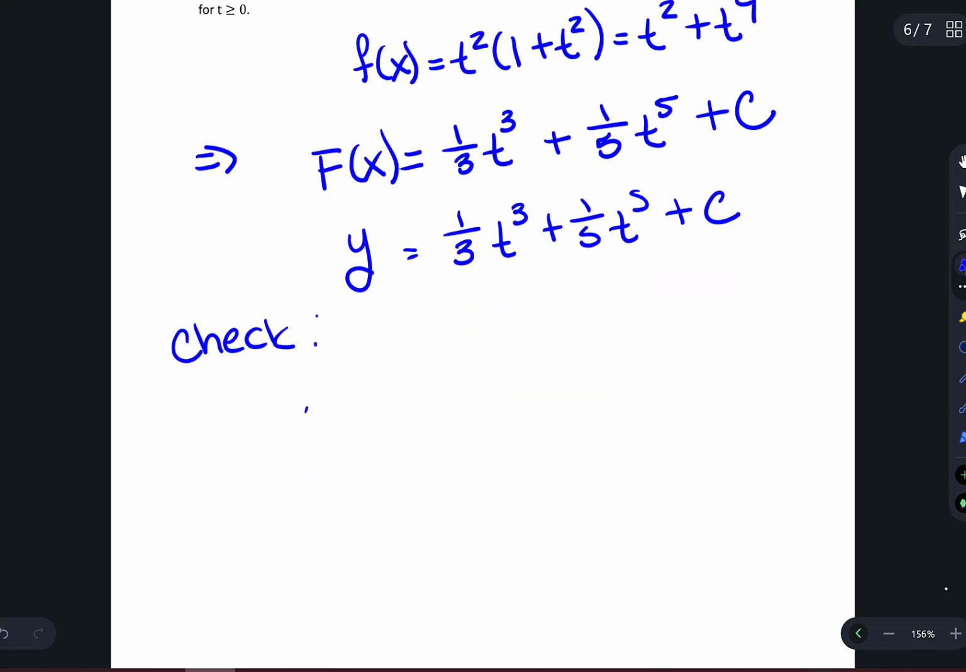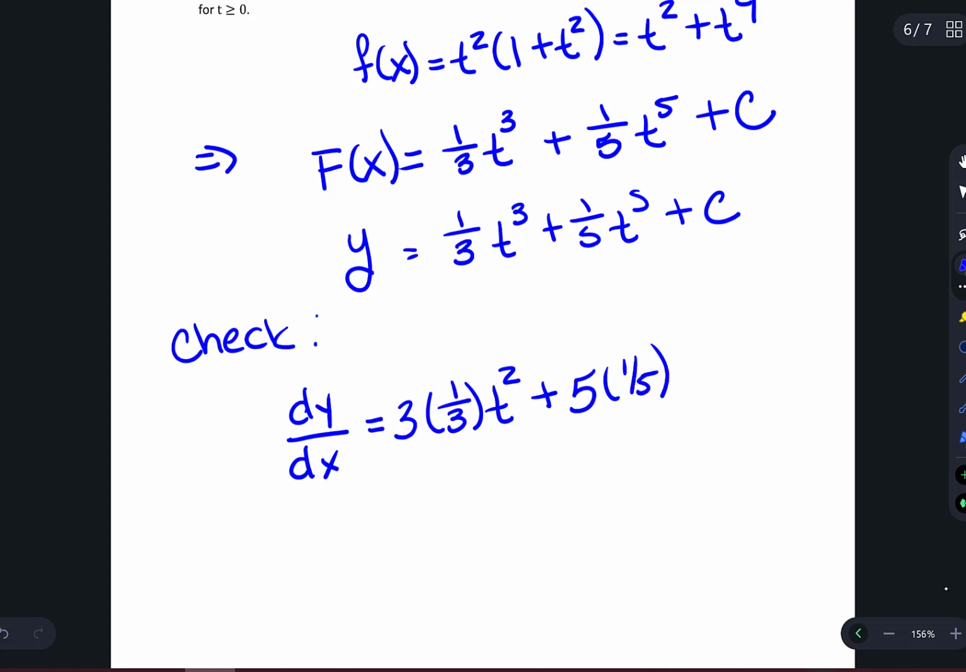Notice, if we take the derivative of y with respect to x of the function y here, I'm going to have, by the power rule, 3 times 1/3 t squared plus 5 times 1/5 t to the 4th plus 0, which is equal to t squared plus t to the 4th.